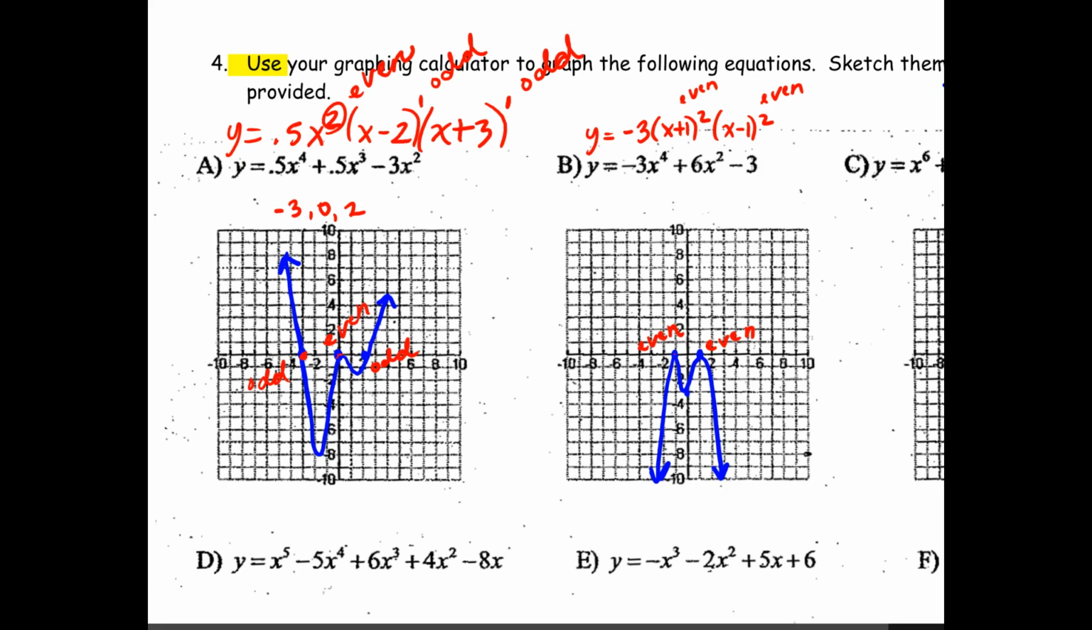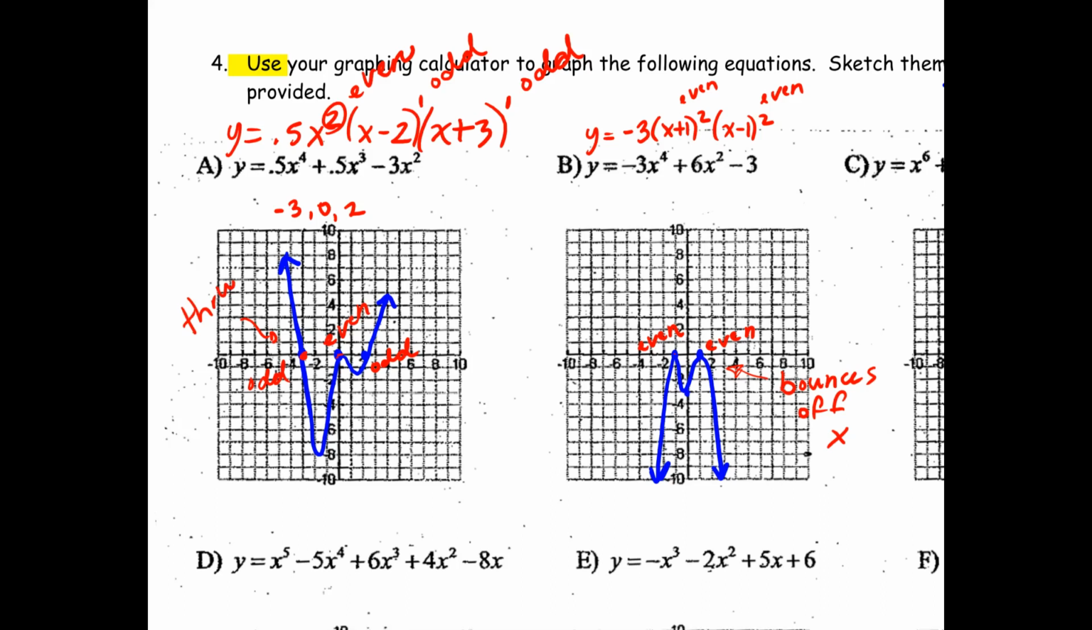So for an even multiplicity, it bounces off the x-axis. It doesn't actually go through. For the odd, it just goes through the x-axis. Yes, I like that word. It bounces off the x-axis versus the odd multiplicity. Look at this guy. It goes through the x-axis.